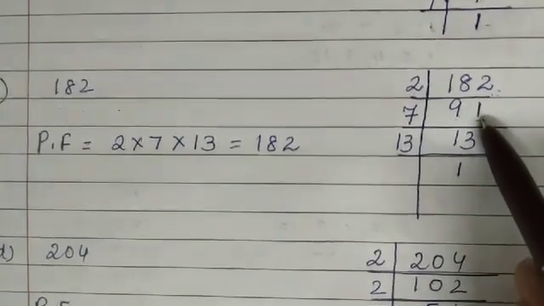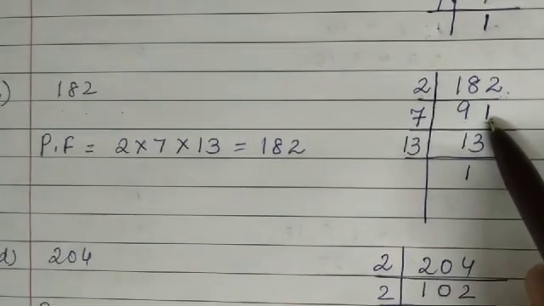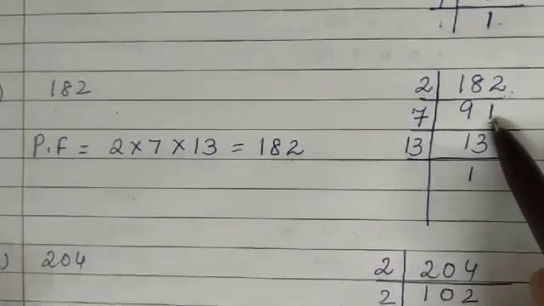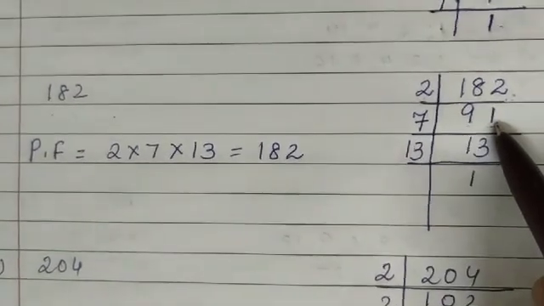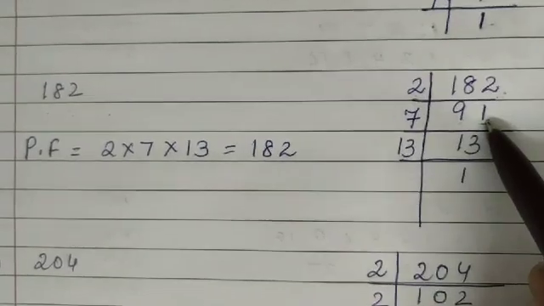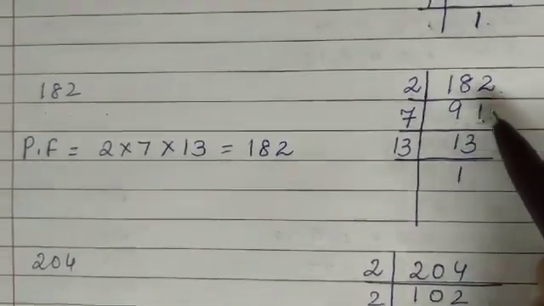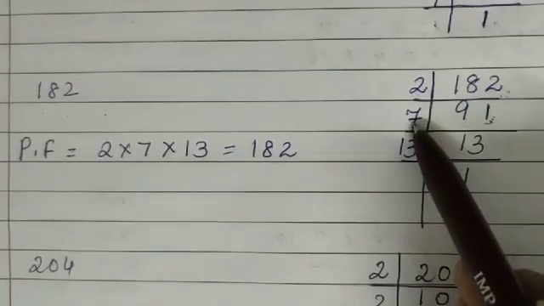Check the next prime number, that is 3. It is not divisible by 3 either. Okay. Then check the next prime number, 5. It is not divisible by 5 either. Then after that, the next prime number is 7. Yes, it is divisible by 7. So 91 is divisible by 7.